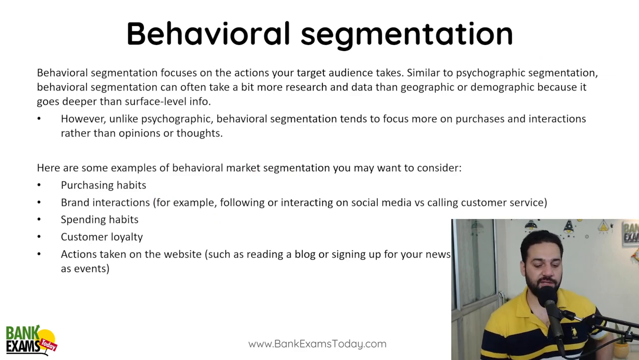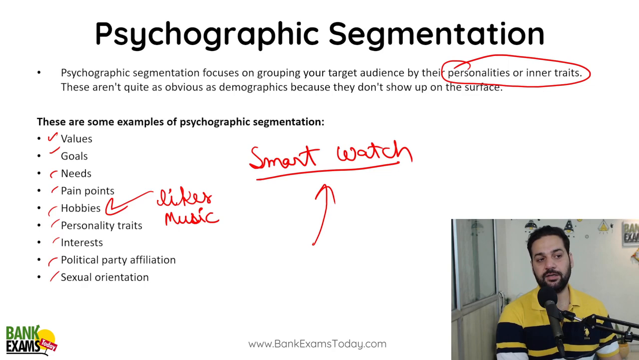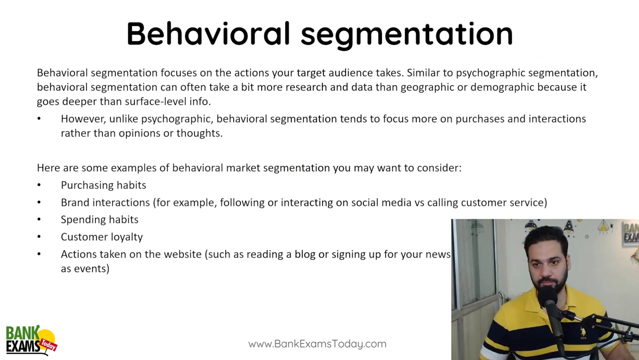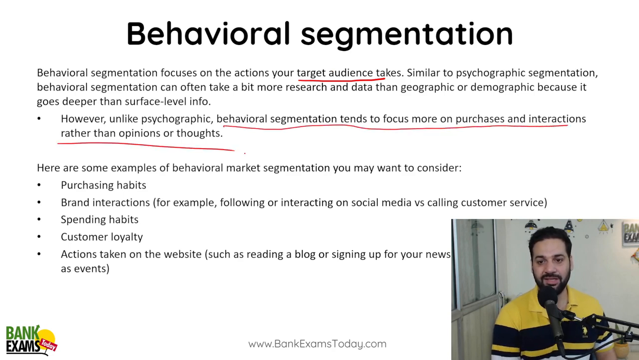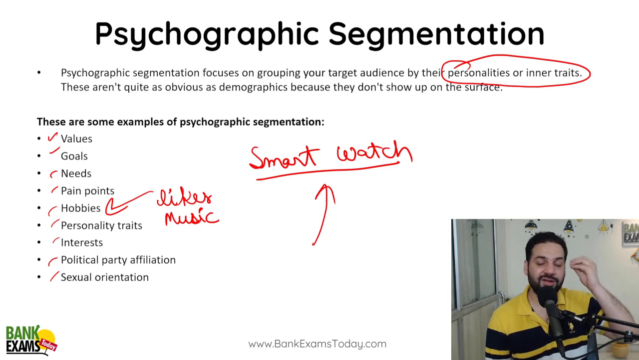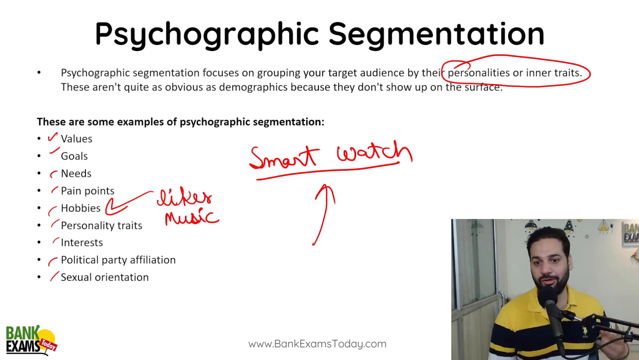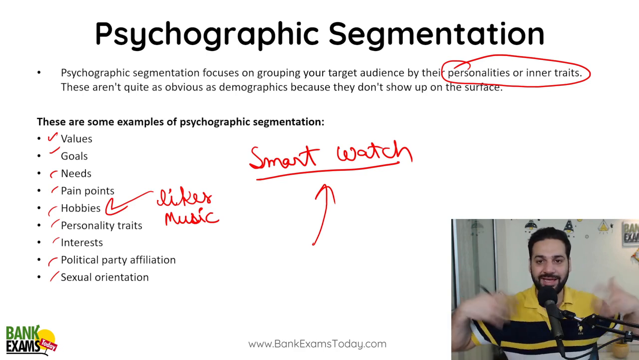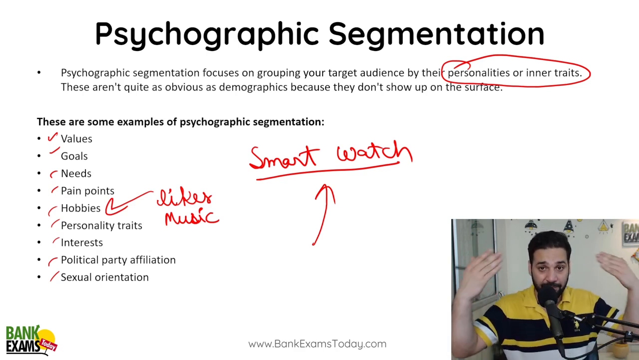Anyways, behavioral segmentation. It's very similar. You'll confuse between psychographic and behavioral; a lot of similarities are there. Behavioral segmentation focuses on the actions of your target audience, the buying actions. Behavioral segments tend to focus more on purchase and interaction rather than on opinion and thoughts. Psychographic is focusing on how the person is thinking, whatever the hobbies are. I mean, that is the liking of a person, right? The goals, values, it's in the mind. Wo soch hai.